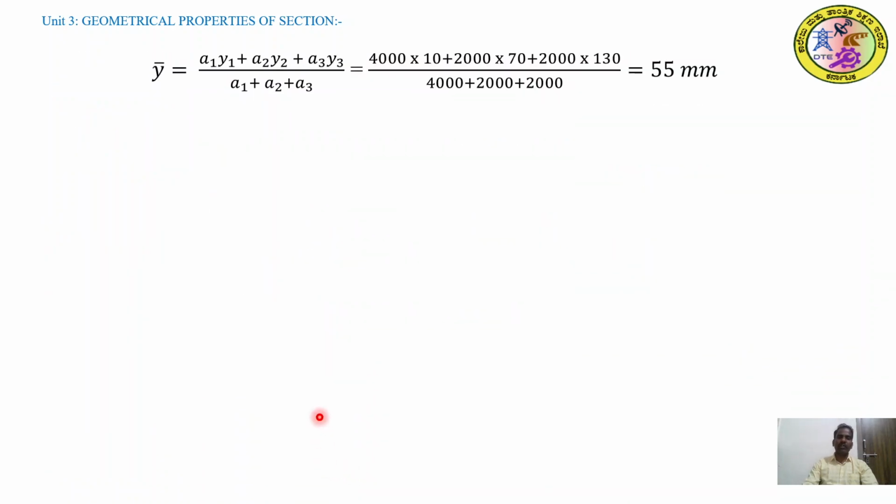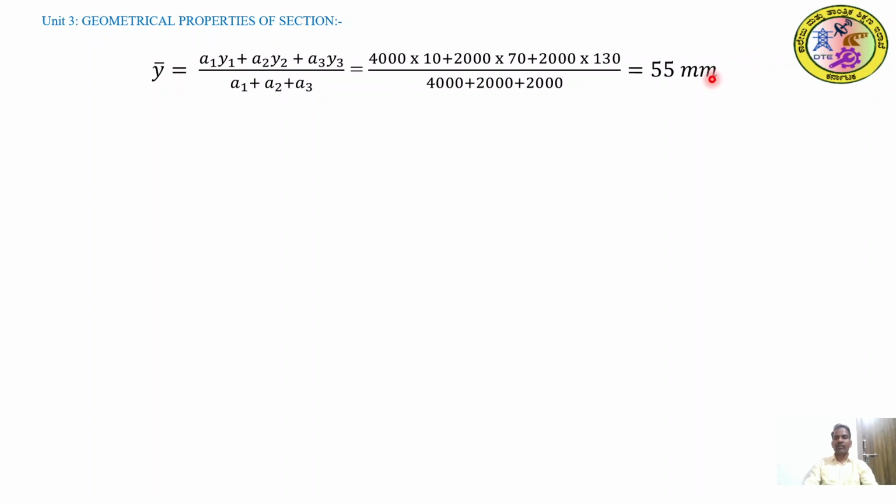Therefore, we need to find out the y bar by using the formula: area of the first rectangle times centroidal distance of the first rectangle, plus area of the second rectangle times centroidal distance of the second rectangle, plus area of the third rectangle times centroidal distance of the third rectangle, divided by area 1, area 2, area 3, the individual rectangle areas. So if we substitute here, we are going to find out the y bar as 55 millimeter.